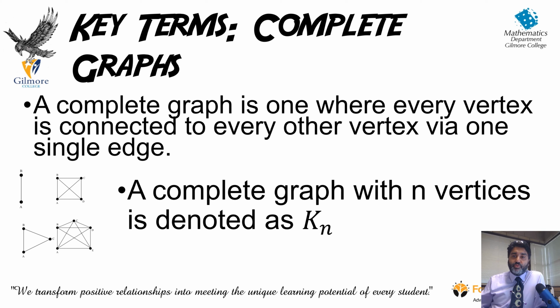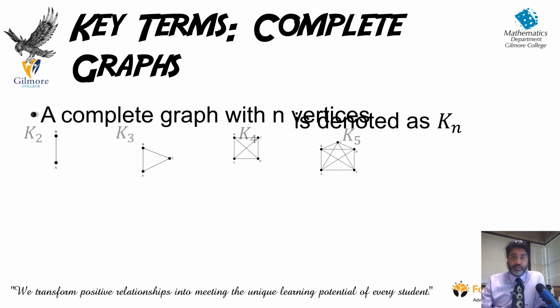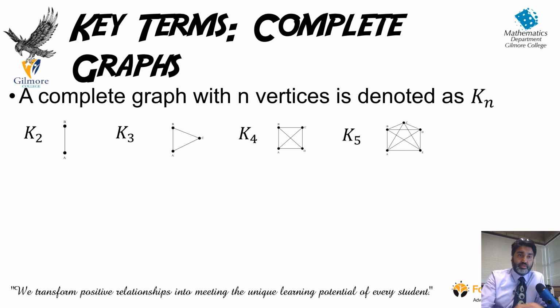So a complete graph with n vertices is denoted as Kn. What's the n stand for? It's just the number. So we've got K2, K3, K4, K5.